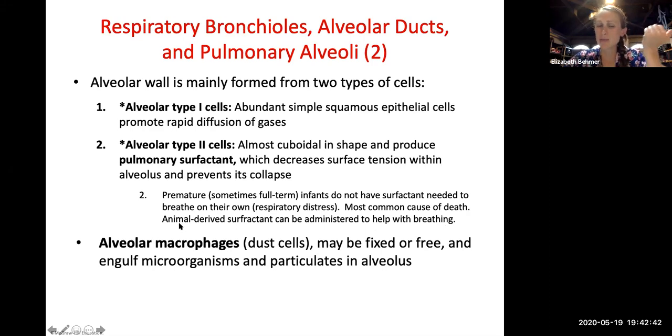They found some animal-derived surfactants, which can be administered to help keep these alveoli from collapsing. But that's just a clinical side note related to your respiratory system. I don't think I asked you guys questions about it, but you might see it come up again. These type 2 cells are what produce the surfactant, which helps keep the alveoli from collapsing. They also have macrophages, little dust cells, that help to engulf microorganisms and particulates. So again, your respiratory system and your lungs try everything they can to keep anything bad from entering the air.